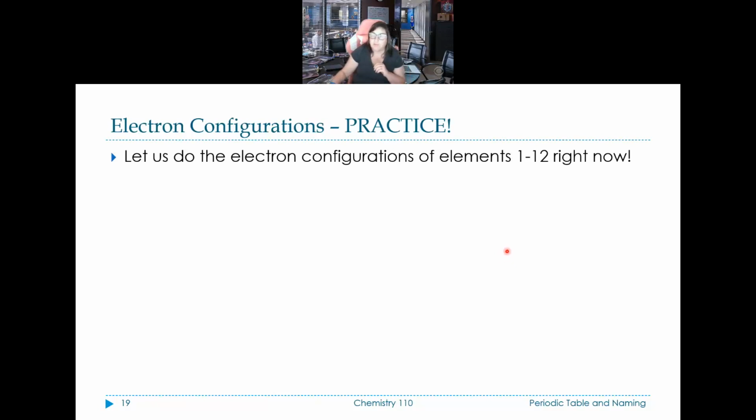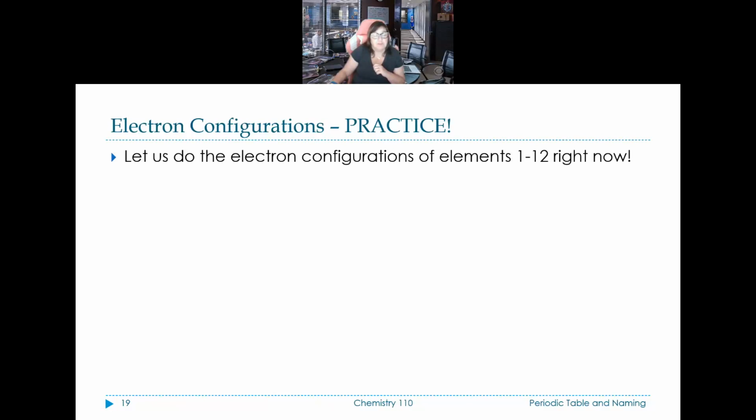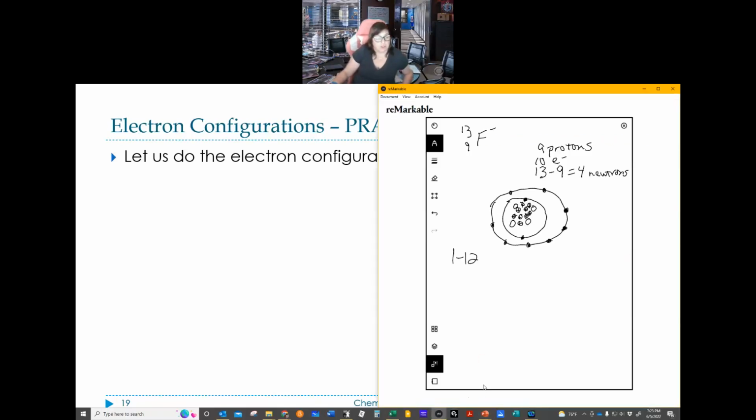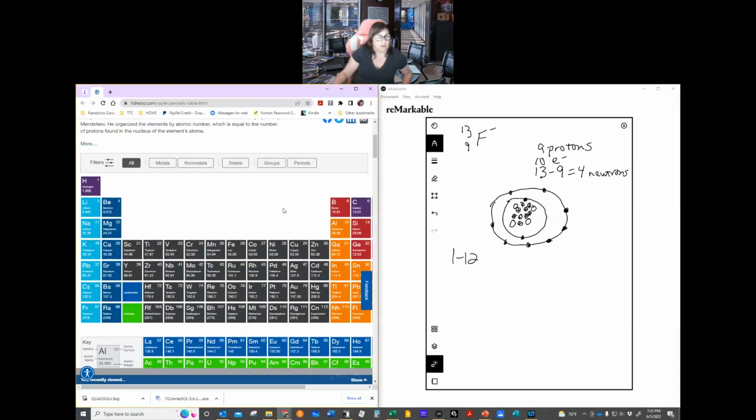I'm going to pull my paper back up now that we're unpaused. Hopefully you paused and did what I said you should do. I hope you did. The other thing I'm going to do is pull up that periodic table. This is a slightly different one, just one that's available on the internet, and I will use this while I'm talking about elements 1 through 12.